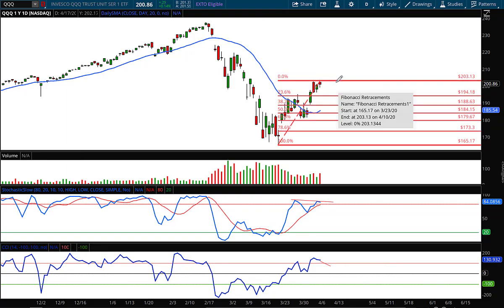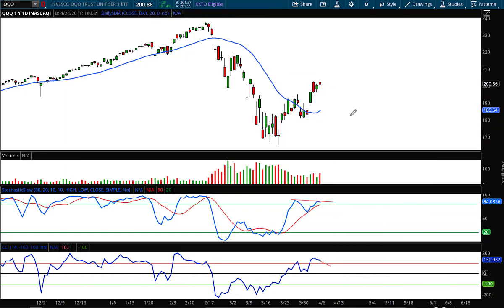Let me erase that for you right there. And I'm going to draw the line forecasting the pullback to the gap fill point, at which time I think we will most likely see a bounce as prices reverse. All right, so that's for the Qs.